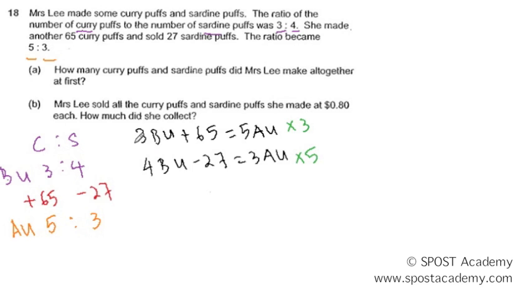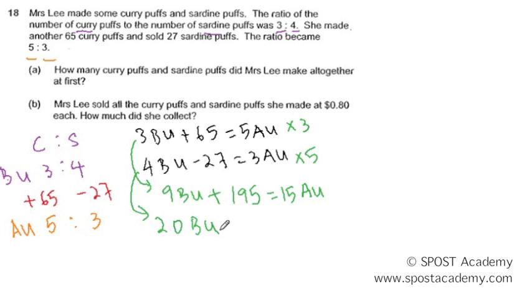So once this is times 3, we'll get 9 before units plus a total of 65 times 3, which will give us 195, is equal to 15 after units, while 4 before units, this set times 5, gives us 20 before units minus a total of 27 times 5, that will give us 135, is equal to 15 after units.